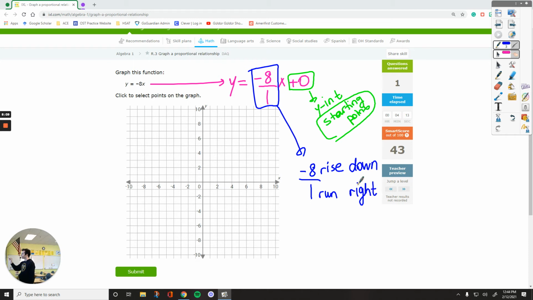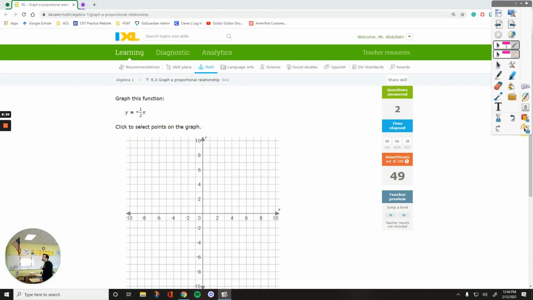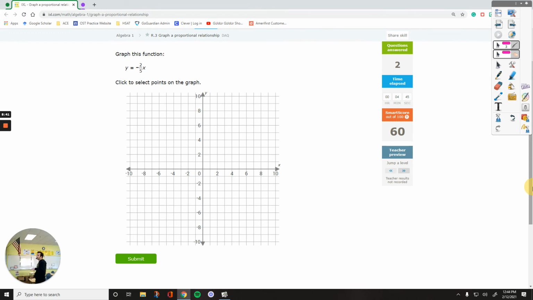So these 2 words tell me what to do. So start from your point, which is 0, and then go 8 units down, and then 1 unit right. That's it. You could have used the other method where you plug in 0 and 1 for x, and then you would find the corresponding y values, and then you would plot those 2 in. IXL would have graphed it for you. Now let's jump a level, see if it's going to get any harder.